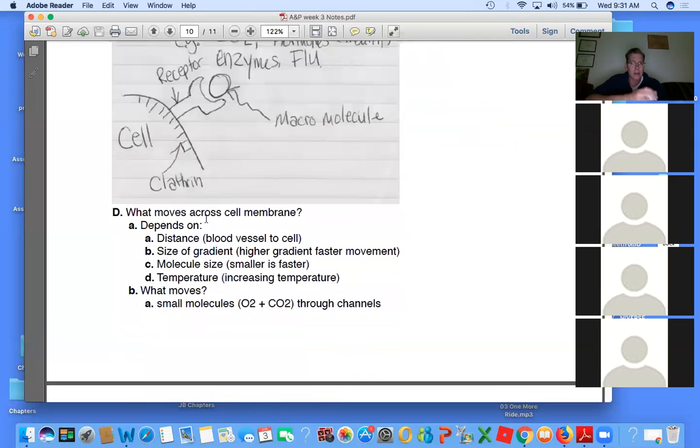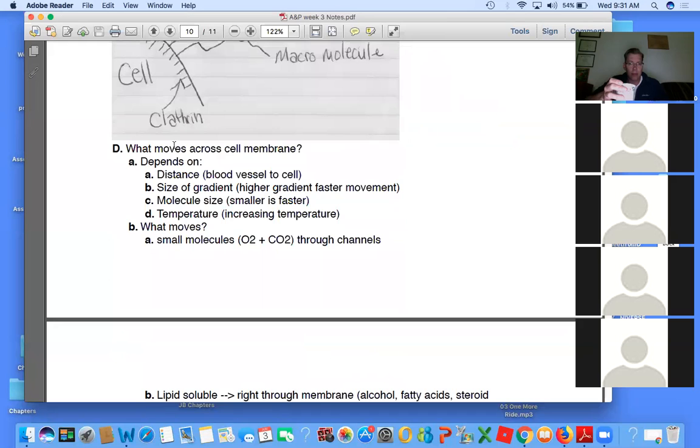I want to end our discussion of this with a summary of movement across the membrane. The way in which we move across a membrane depends on the distance. How far are you between the blood vessel and the cell? Everything is pretty close together in the body. What's the size of the gradient? The higher the gradient, in other words, the steeper the grade, the faster you move. Molecule size. If you're smaller, you move faster. And temperature. If it's warmer, you move faster. An example is on a hot subway car, things smell a lot quicker than on a cold subway car, right?